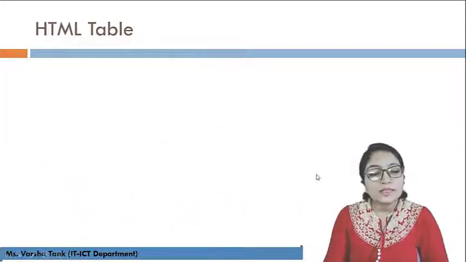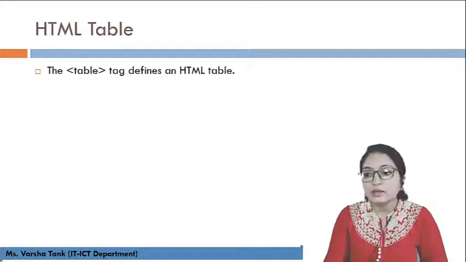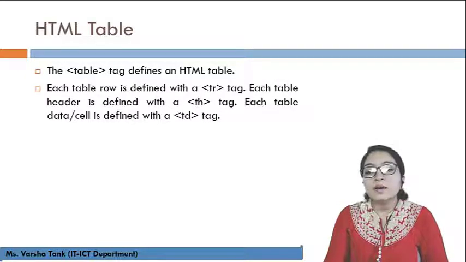Now the next one is the HTML table. Let's start with the HTML table. The table tag defines an HTML table. Each table row is defined with the tr tag. Each table header is defined with the th tag, and each table data cell is defined with the td tag.